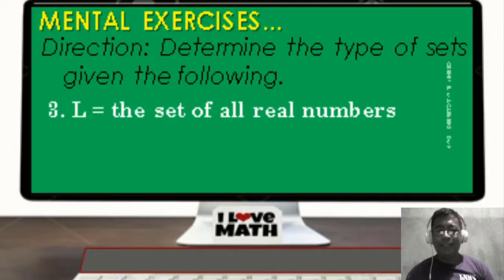Number 3, set L is equal to the set of all real numbers. Take note class, when we talk about real numbers, these numbers are simply the highest form of number. Under real numbers, we have the natural numbers, integers, whole numbers, rational numbers, irrational numbers, and so forth and so on. So therefore, we cannot count the number of elements of the real numbers. So this is simply an infinite set.